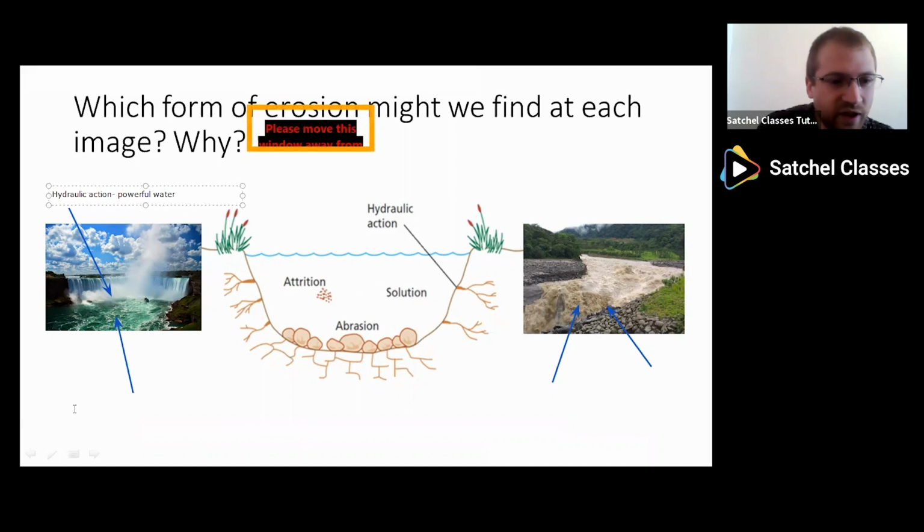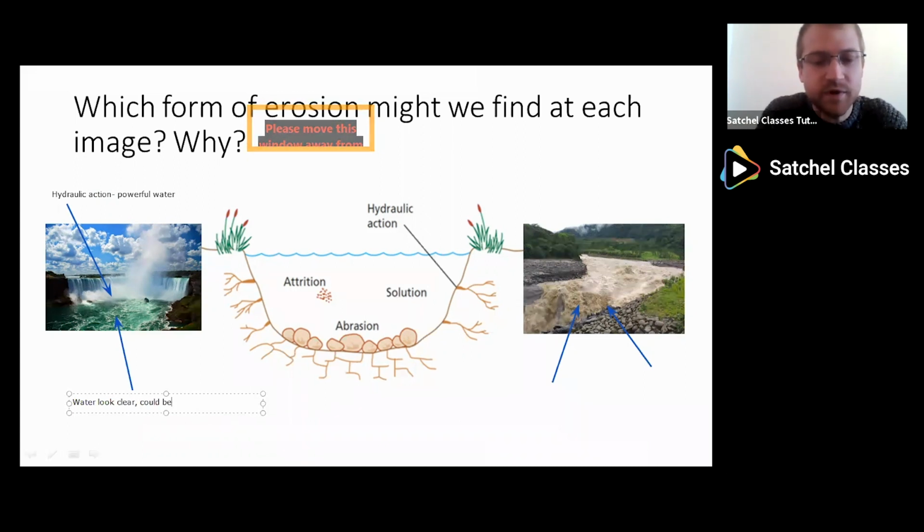If we use the same idea, here the water looks clear. So maybe we can assume that it could be solution. In theory, solution could happen at all parts, but if we were to put together an assumption, we could assume that there might be some dissolved material inside of it. In theory, solution could happen in all parts of a river, because we're not going to see it, as that material is dissolved.